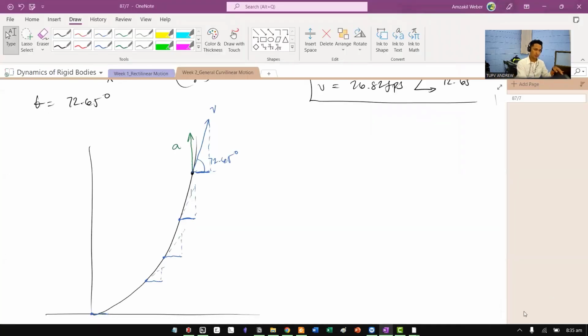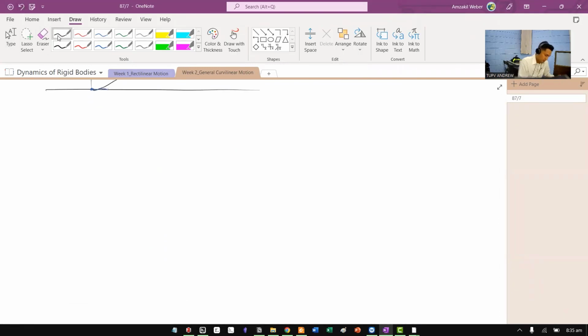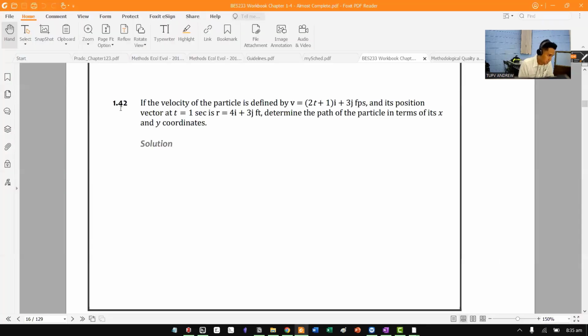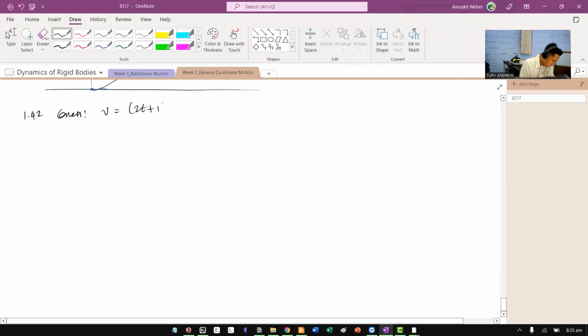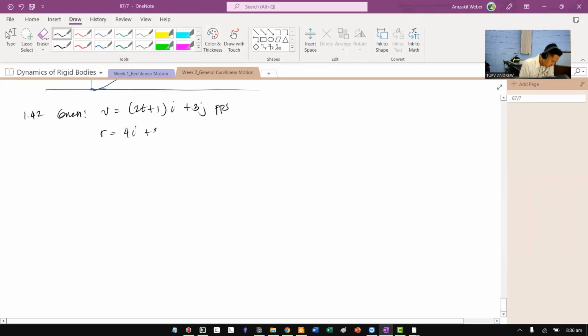That is 1.42. Given velocity equals (2t plus 1)i plus 3j feet per second, and the position is 4i plus 3j. At how many seconds? 1 second. At 1 second, that is its position. Okay? They go together.